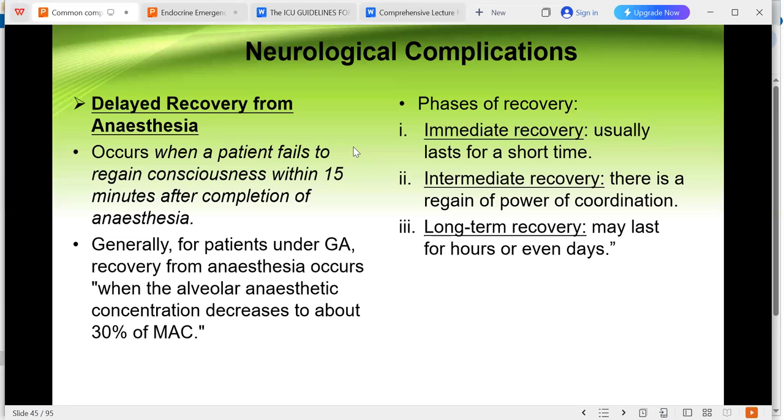Okay, maybe day case procedures also. You want the patient to recover immediately at the end of anesthesia and surgery. Sometimes we have intermediate recovery where there's a regain of power of coordination, but the patient is not fully recovered. And sometimes recovery from anesthesia may take hours or even days. Okay, and we need to understand it.